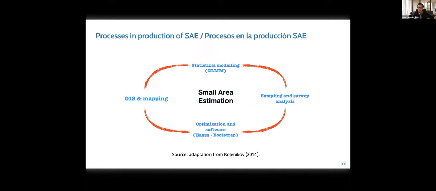this methodology is not only a statistical model, but it is a mixture of skills and approaches. So you have to take into account the sampling and the survey analysis, the statistical modeling, the optimization steps, and the GIS and the mapping approach. So here at ECLAC, we are leading this kind of methodologies in the region. And it is a joint effort led by Rolando and Javier, but also Felipe and Diego and all of the colleagues that are involved in this process. I mean, they're very important.